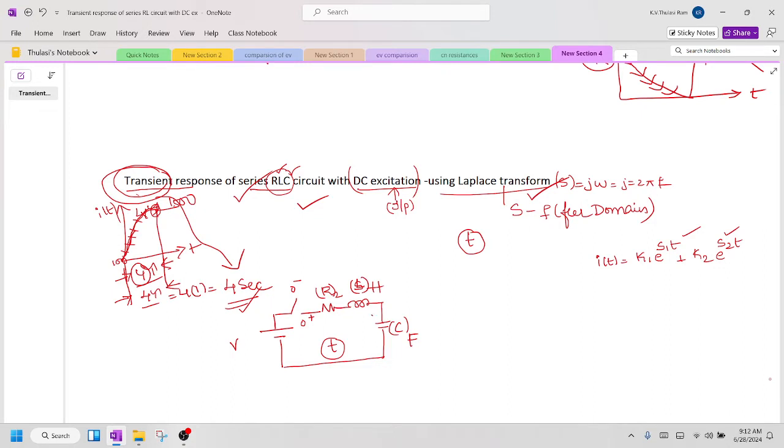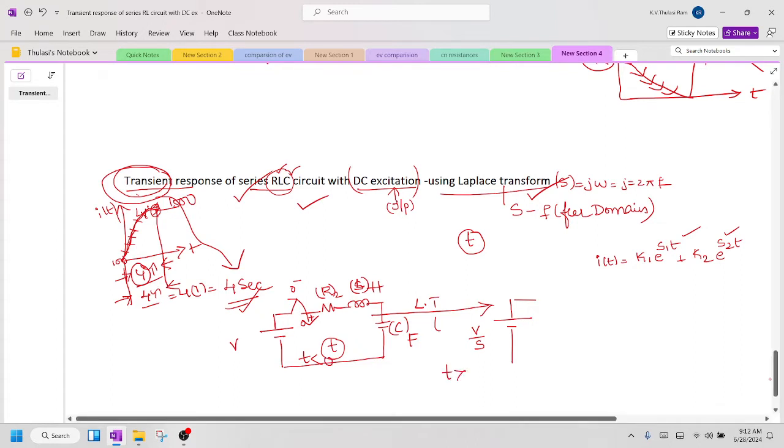So for simplifying the calculation, I am transforming this network by applying the Laplace transform and expressing it in the S domain. Here you are going to have a voltage source. The Laplace of a constant is 1 by S, so this is V by S. Here you can see the network for t less than 0, and this is the nature of the network at t greater than 0.